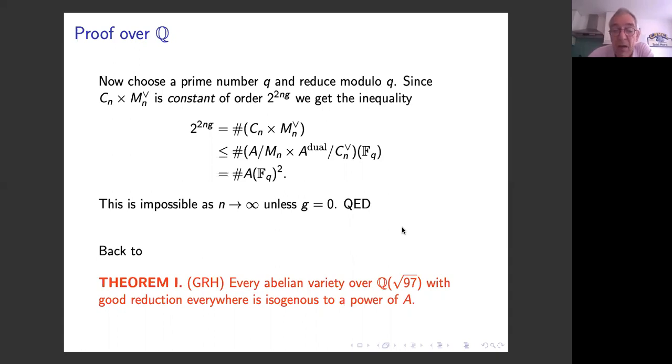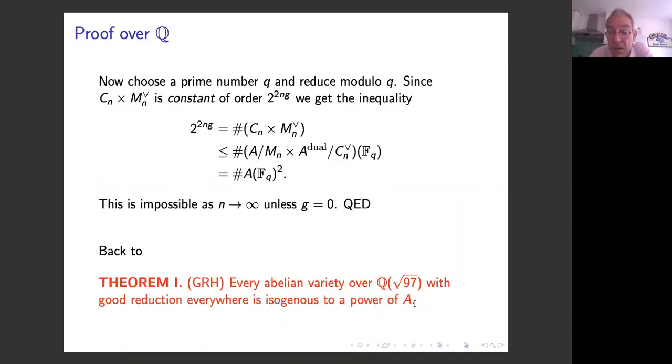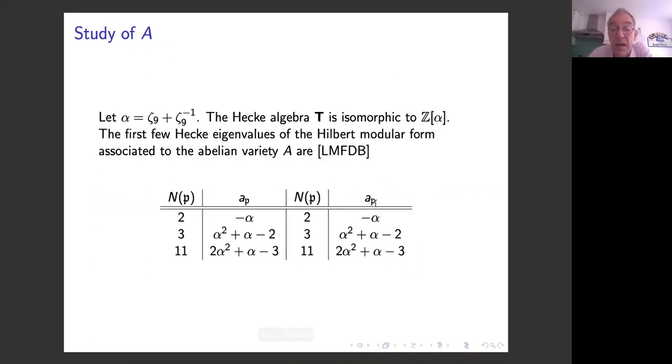Okay, now I go to the topic of the lecture of today. After having given you this example, we go to square root 97. So there we have this three-dimensional abelian variety that is in the modular curve that we make with modular curves. And let's first look at this abelian variety a little bit.